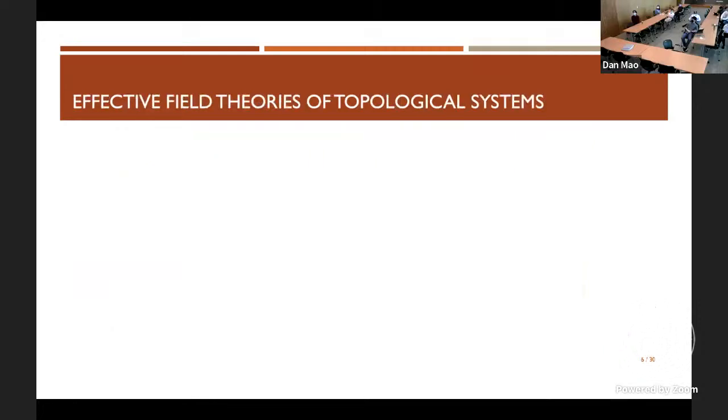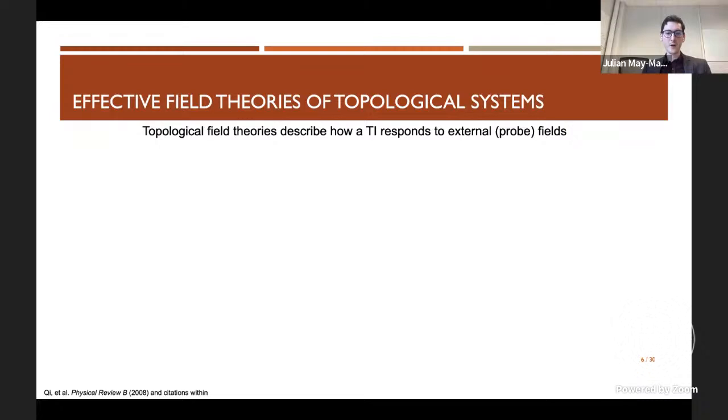So with this in mind, one complementary way of viewing topological physics, which has been very successful with topological insulators, is to use an effective field theory approach. It's been very well shown that topological insulators can be described by topological field theories, and we can use that to understand how topological insulators respond to external gauge fields or probe fields, in particular electromagnetic fields.